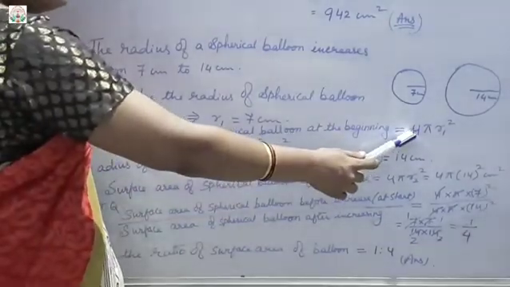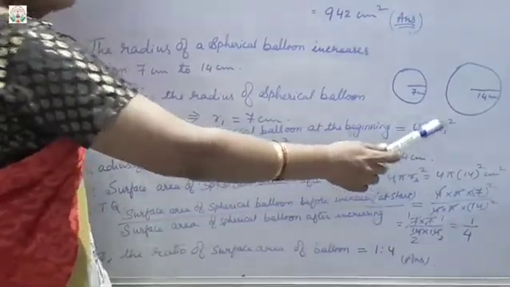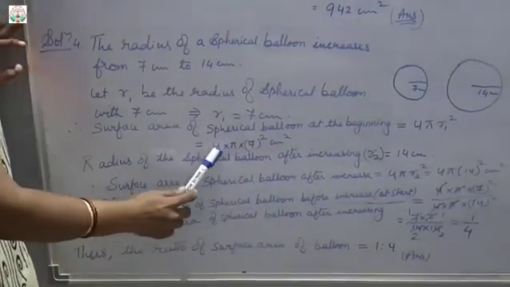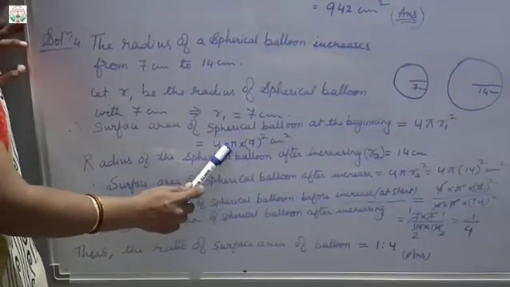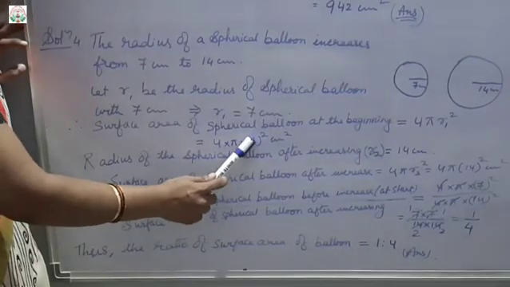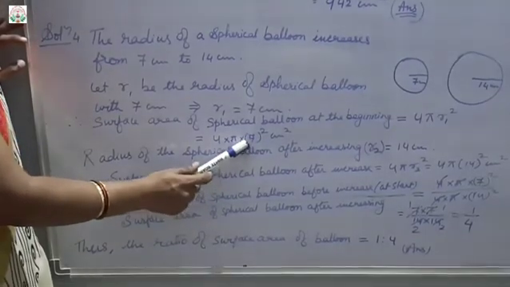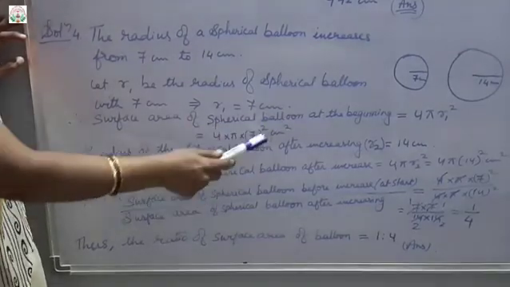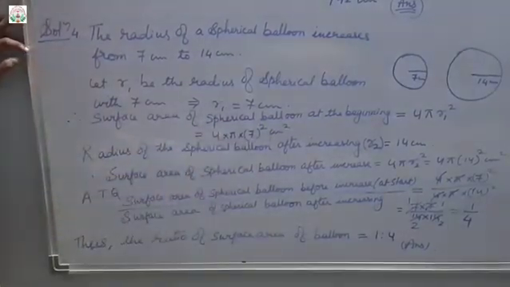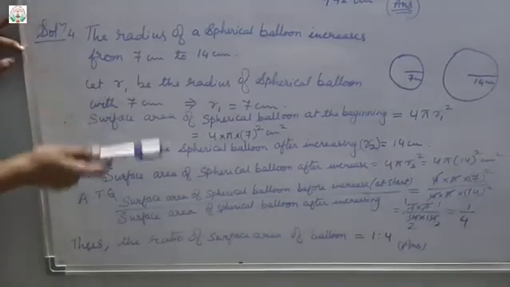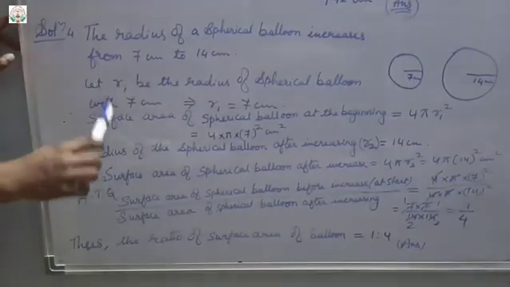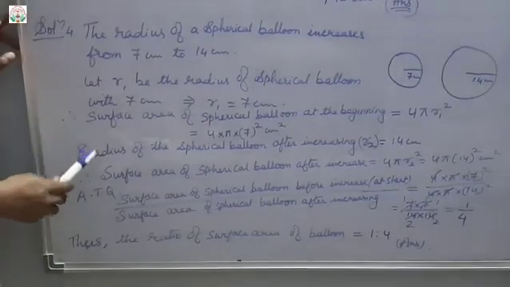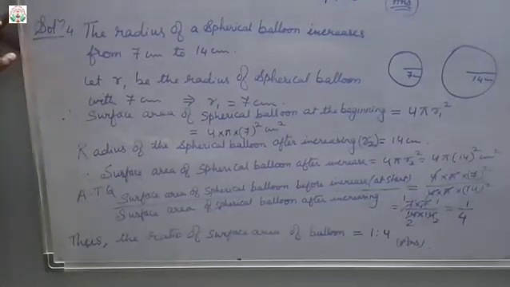So surface area was 4 pi r1 square. Okay. So here put the value of this, that is 4 into pi into what is the value of r1 here? 7. So it is 7 square and then unit, cm square. Okay. Now second part, after pumping air inside the balloon, the radius increased to 14 cm.